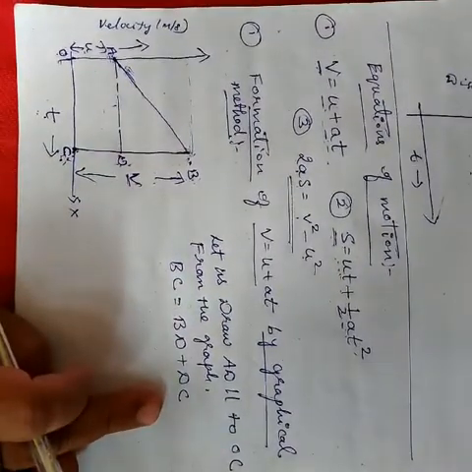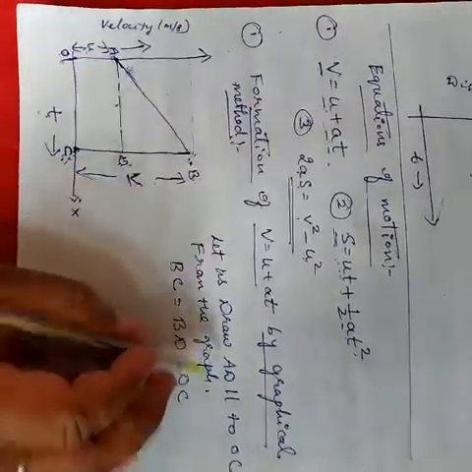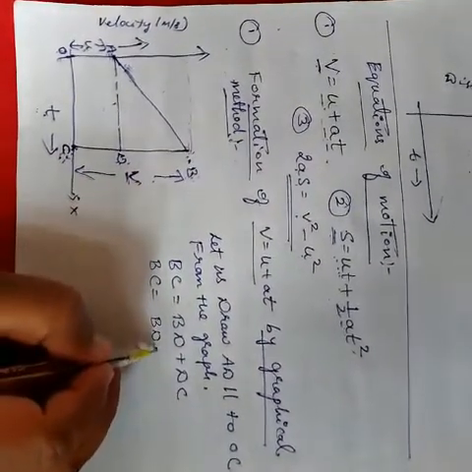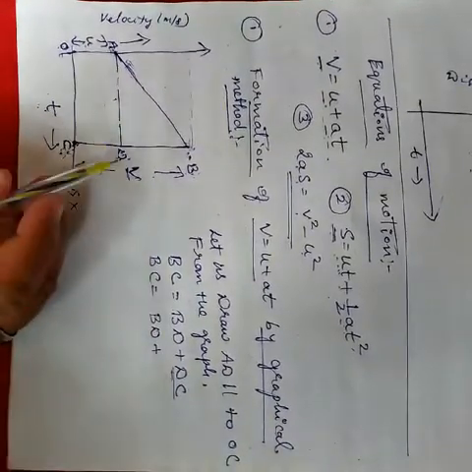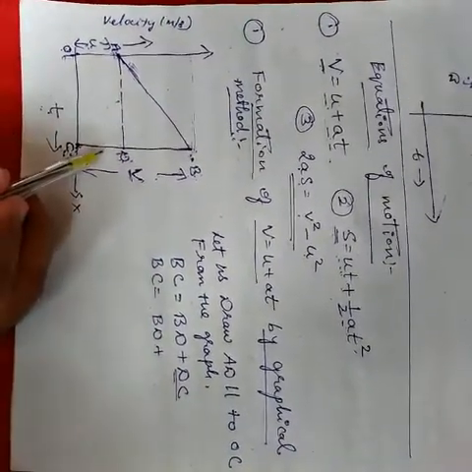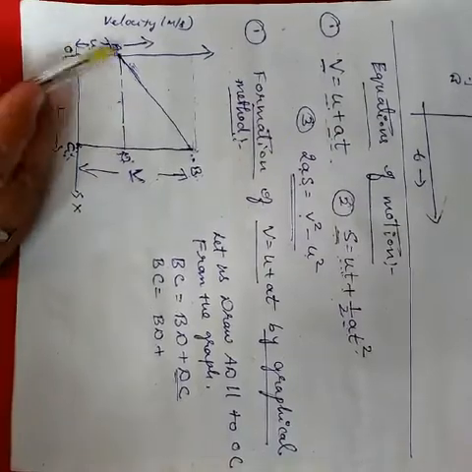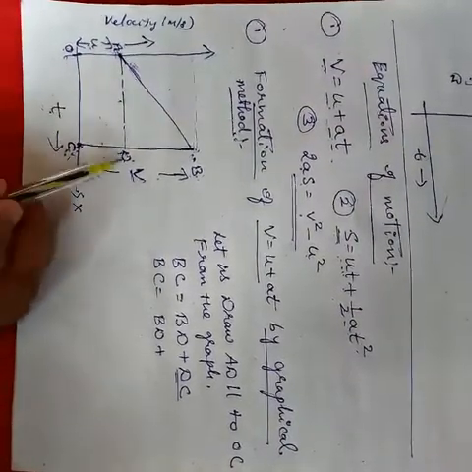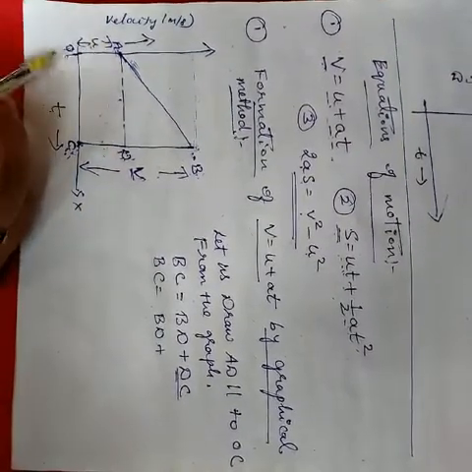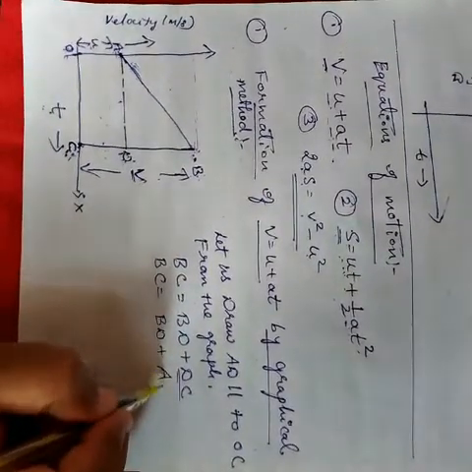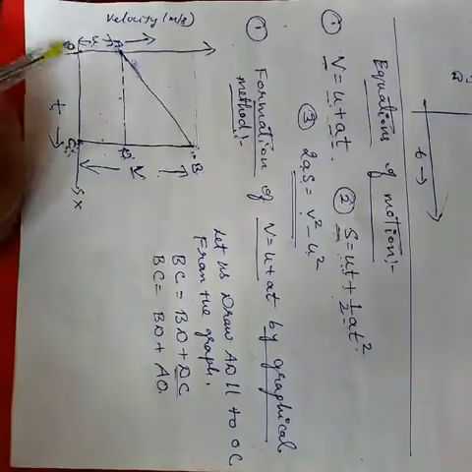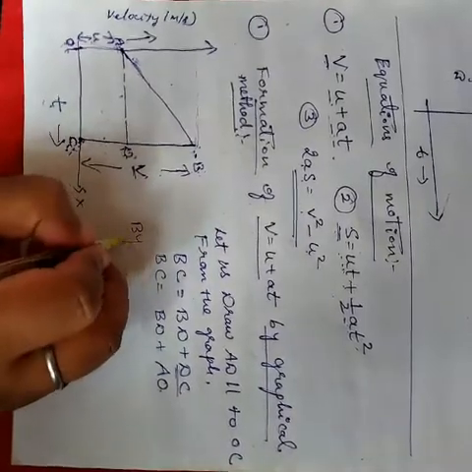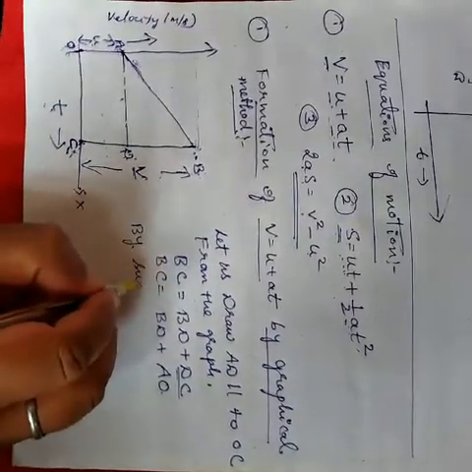Now again BC is equal to BD plus DC. Instead of DC, what can we write here? Opposite sides are equal, so DC is equal to OA, and the opposite sides cover the same distance. Instead of DC we write AO, because AO shows the initial velocity. So by substituting, we get the following.